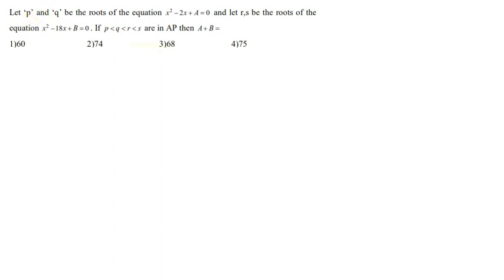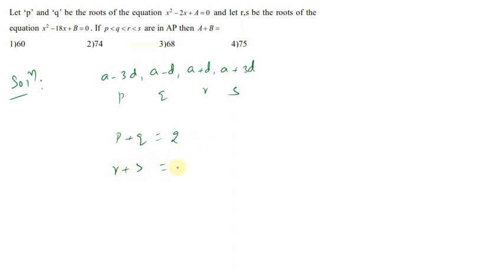Here P and Q are the roots of this equation and R, S are the roots of this equation. P, Q, R, S are in AP. So here also you have to choose 4 terms. Let me consider a minus 3d as the lowest one. This is an increasing sequence, P, Q, R, S, I am choosing like this. P and Q are the roots of this equation, so this is P, this is Q, this is R, this is S. Sum of the roots P plus Q is equal to 2, and sum of the roots R plus S is equal to 18.